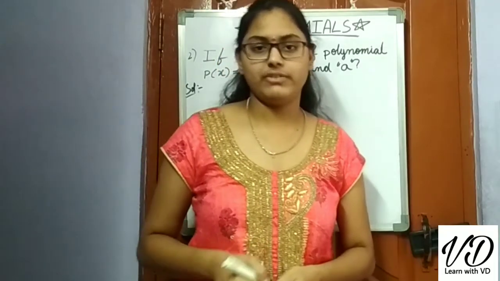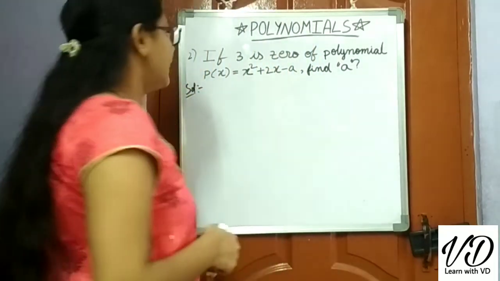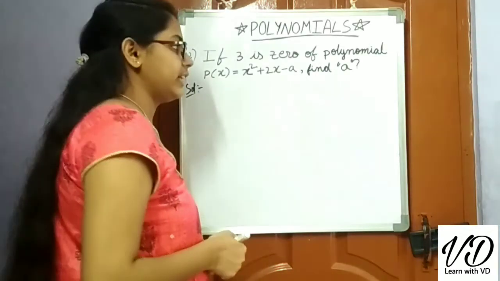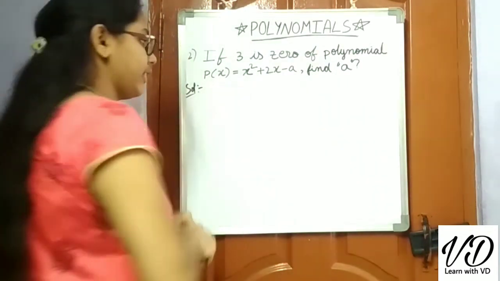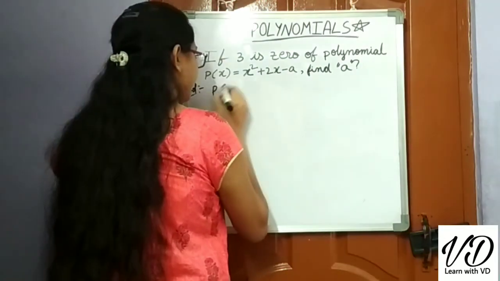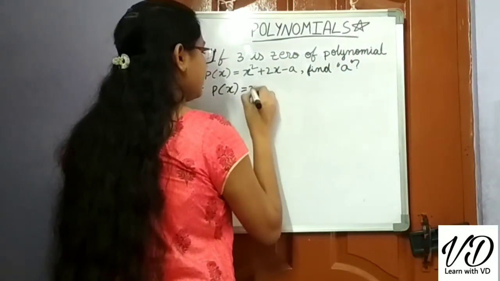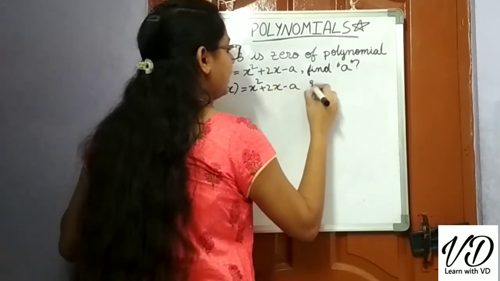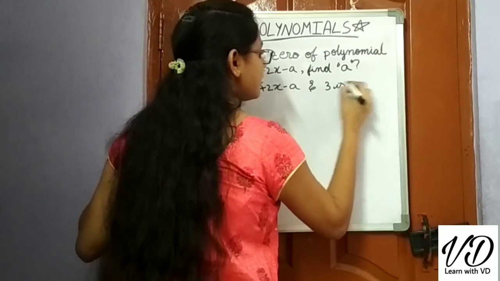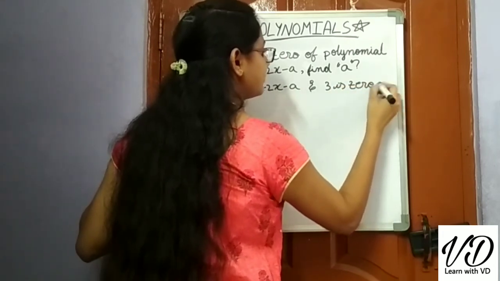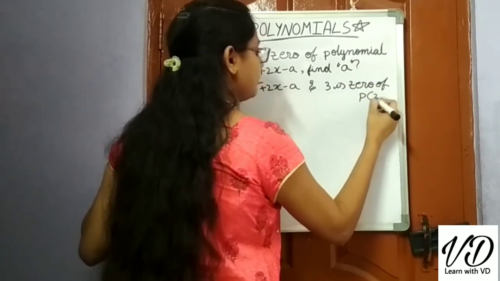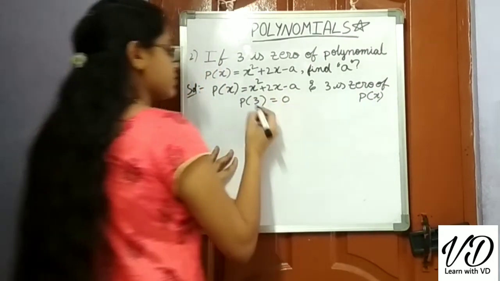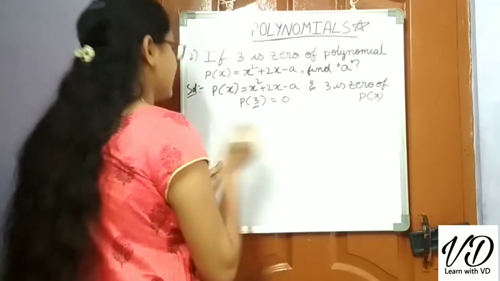Now let's try and solve another example. It says if 3 is the 0 of the polynomial p of x, x square plus 2x minus a, find a. A is the unknown value we need to find out. Here we have p of x equal to x square plus 2x minus a, and 3 is a 0 of the polynomial. So we can say that p of 3 will be 0.